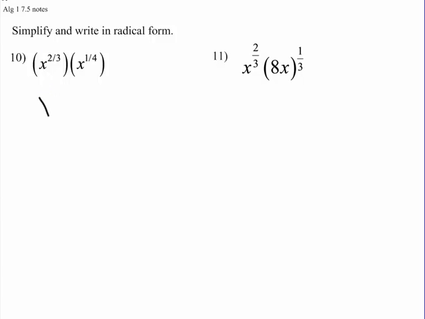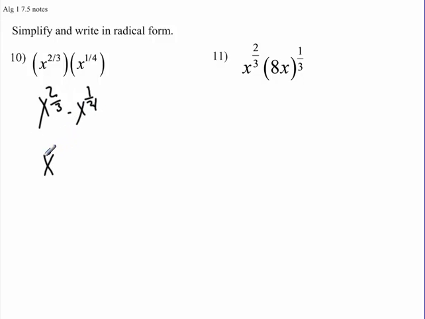Alright, so on this one, hopefully you figured out this is x to the 2/3. This is x to the 1/4. Sorry for writing it that way. I hate the way that this thing writes it, but that's alright. We'll work with it. So if we multiply like bases, I have x's on both sides. We have to add exponents.